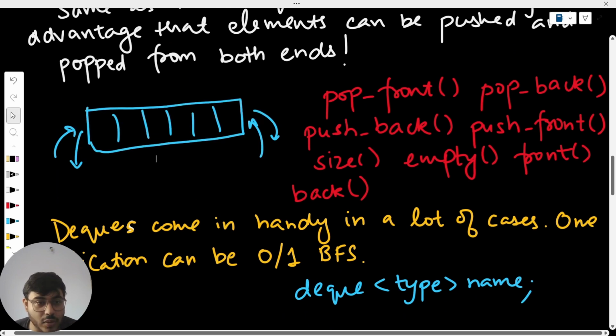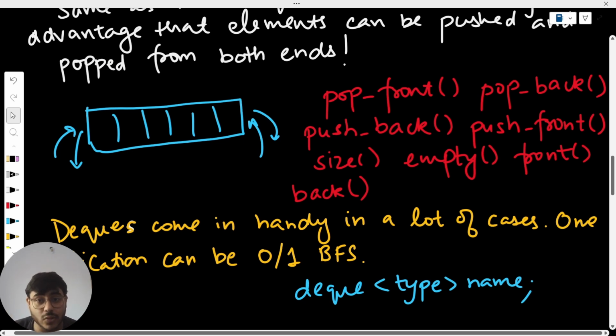You can see in this diagram that we can push and pop from both the directions, right? And that is why we have specific functions in this. We have pop front, which removes an element from the front. Then we have pop back, which removes an element from the end. Then we have push back, for inserting an element at the end. Then we have push front, for inserting an element at the front.